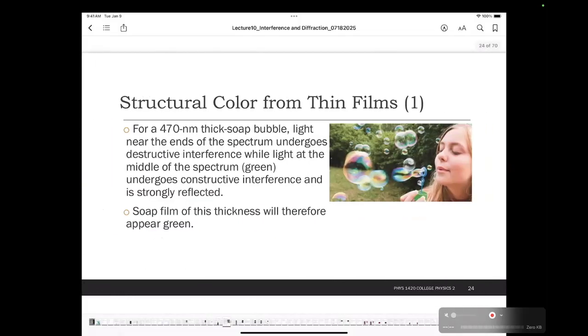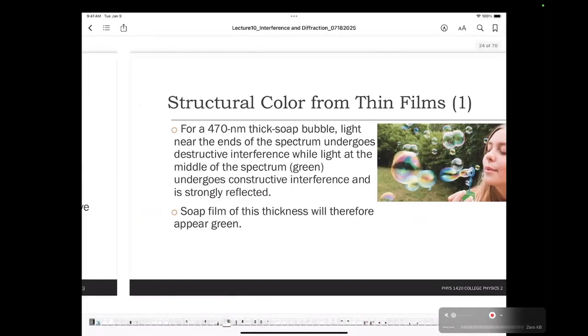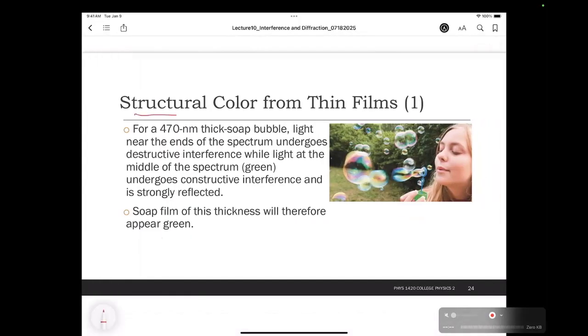Okay. Let's talk about structural color from thin films. For a 470 nanometer thick soap bubble, you can see, I think you always see these bubbles, especially at parties. Light near the ends of the spectrum undergoes destructive interference, while light in the middle of the spectrum undergoes constructive interference and is strongly reflected. A soap film of this thickness will therefore appear green.